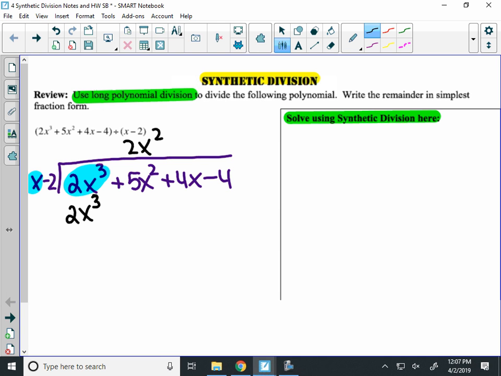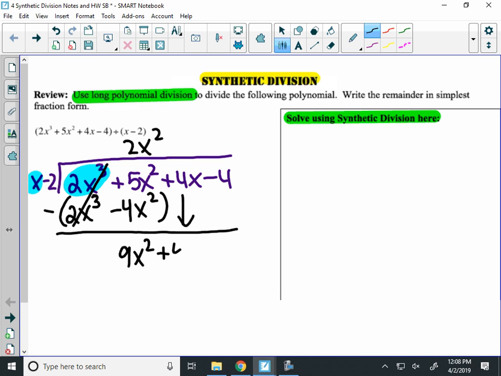2x squared times negative 2 is negative 4x squared. Good. Now then we said the biggest thing was to put parentheses and a minus. And the first two always cancel. Right? That's a rule. What is 5 minus negative 4? 9x squared. Good. And then I bring down the 4x. Then I start over. 9x squared divided by x is 9x. I multiply the 9x times x minus 2. So we'll get 9x squared and minus 18x.